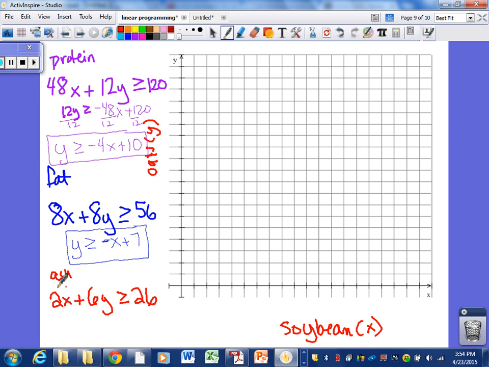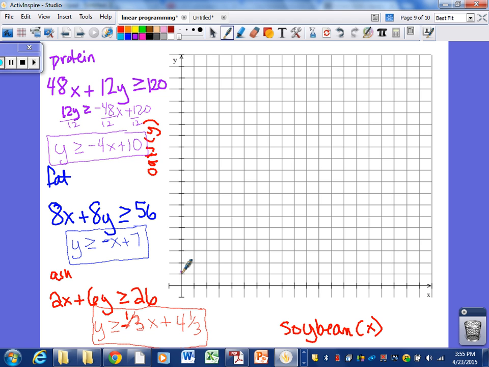And then lastly, you subtract the 2, you get y is bigger than or equal to negative 1/3 x plus 26 divided by 6, which is 4 and 2/6, 4 and 1/3 or so. 2 divided by 6 is 1/3. So here are your 3 equations that we need to graph. And let's see where they cross.